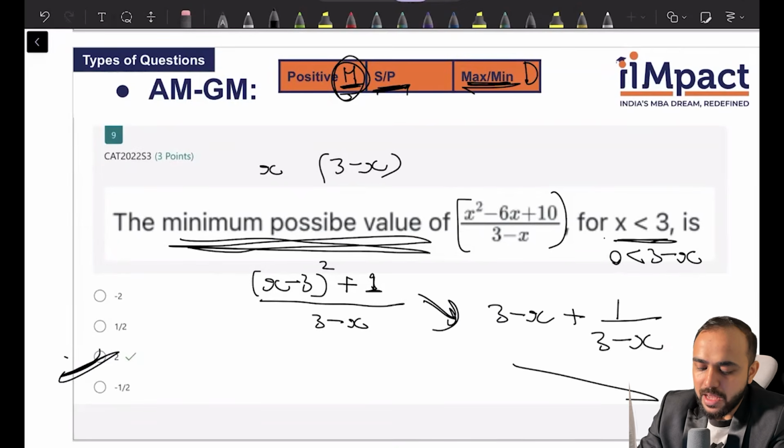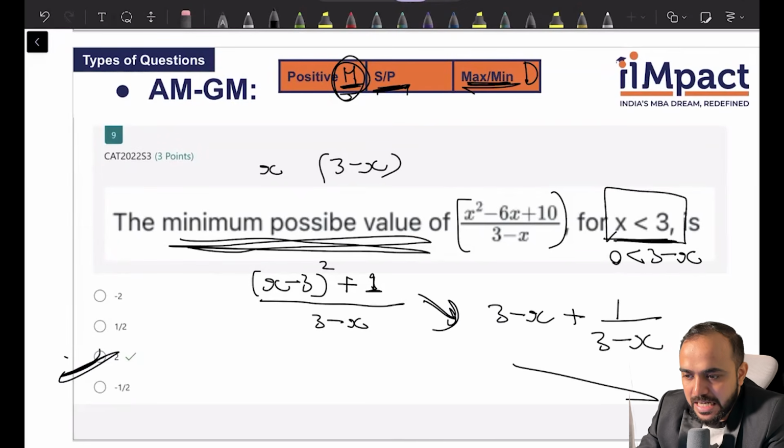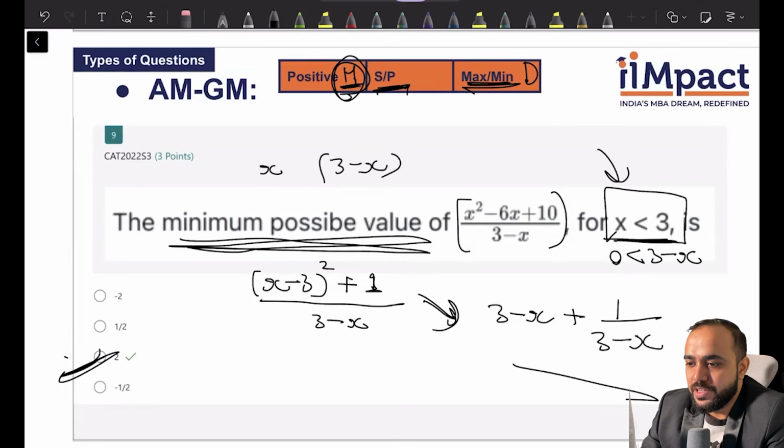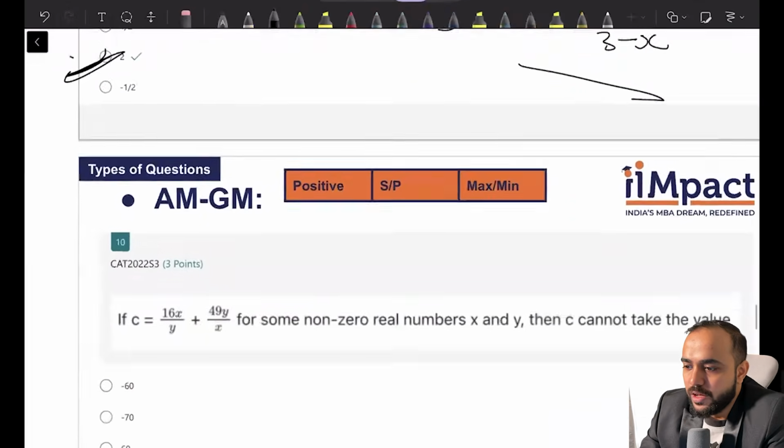And the reason for that is, why would they give me x less than 3 unless they want me to apply AM-GM? Because tell me, folks, what is the other method to solve this? The other method would have been that you equate it to capital Y, right? And that does not require any constraints on your domain, does it? So you can equate to Y regardless of what X is. So the reason for giving this would be that you don't do that, you instead use AM-GM. Yeah, they want you to apply AM-GM in this question. Correct. All right, moving on.